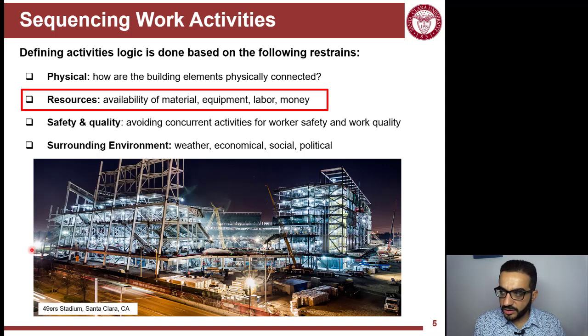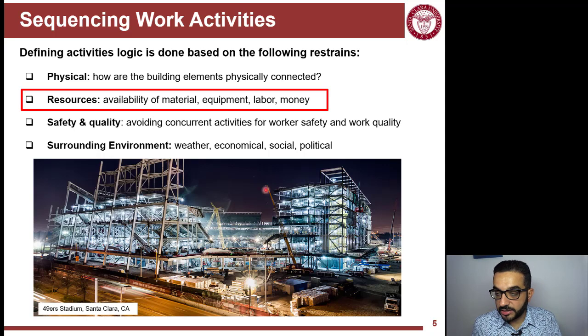So here is an example of the 49ers Levi Stadium at Santa Clara, California. And you see here a lot of steel needs to be installed. But of course, the most critical resource on a site of such size is cranes. So you don't have a lot of lifting capacity or rigging capacity to put all of this steel in place simultaneously. You don't have like 10 cranes.